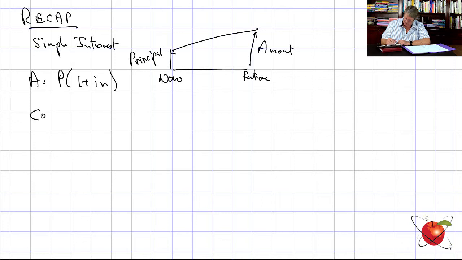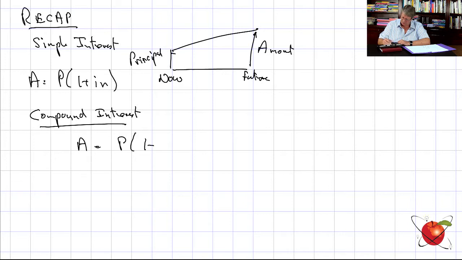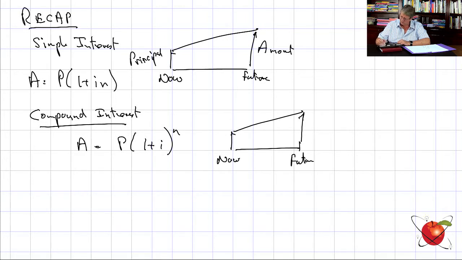The second one we got was compound interest. Compound interest is the main one that we're going to use, and it is A is equal to P times 1 plus I, all to the power of n. And similarly, we draw it like this on what we call a timeline, now and the future. And we say this is A and this is P again. And in essence, this actually climbs like that, because it's an exponential equation.